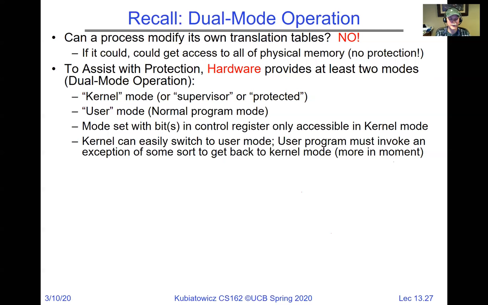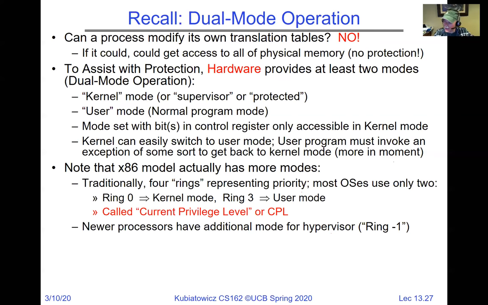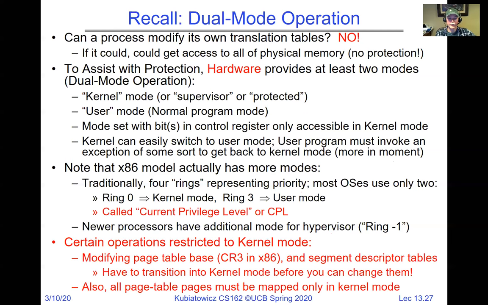We talked a lot about that before. The kernel can obviously switch back when it's ready to. So on x86, again, there are four rings, which are priority levels. Most operating systems only use two of them. Kernel mode is at zero and user mode is at three. The ring that's currently in use is called the current privilege level, or CPL. Newer processors also have hypervisor modes, which are often called ring minus one. But for now, we're going to talk about the current privilege level, which could be zero or three.